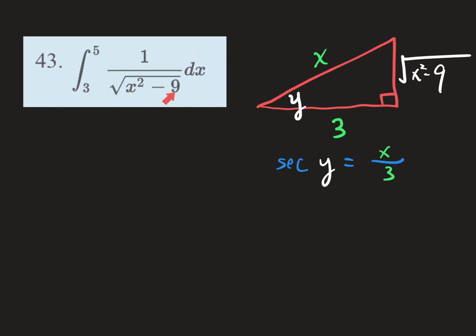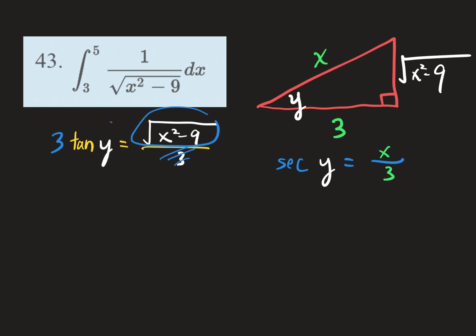What trig ratio uses something simple, like x squared minus 9 rooted? And not that one, but this one. That would be the tangent ratio. So tangent of y is this root over 3. Let's write that down. So tangent of y is the opposite side divided by the adjacent side. And so this denominator equals 3 times tangent of y. And now we can make that substitution.